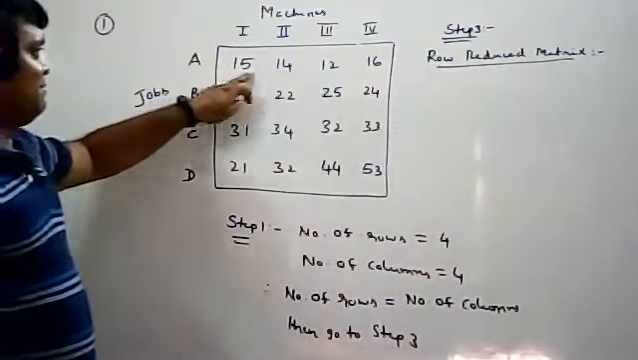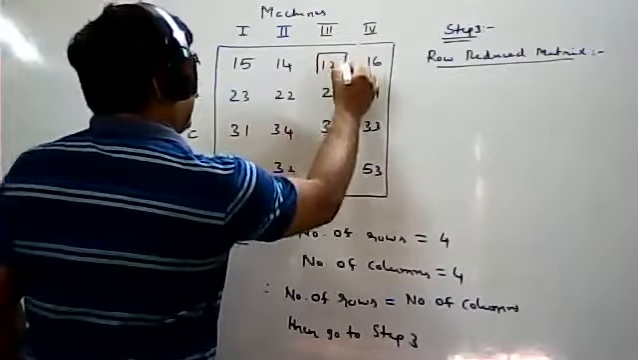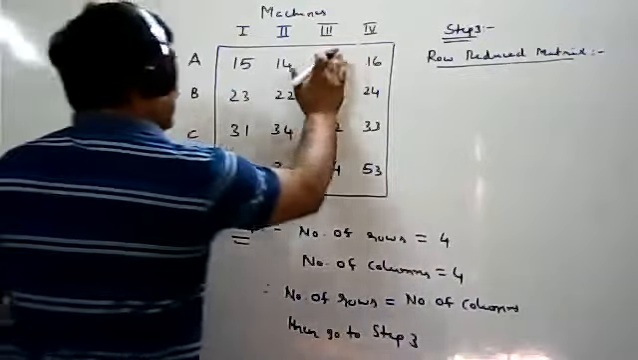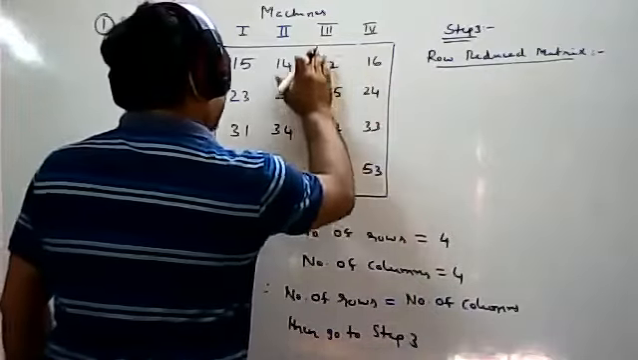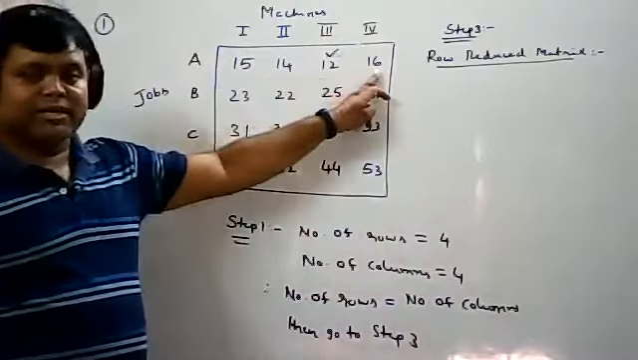That means identify the first row. What is the smallest element in the first row? The smallest element is 12. In the first row, the smallest element is 12. So this element should be subtracted from each and every element of that particular row.